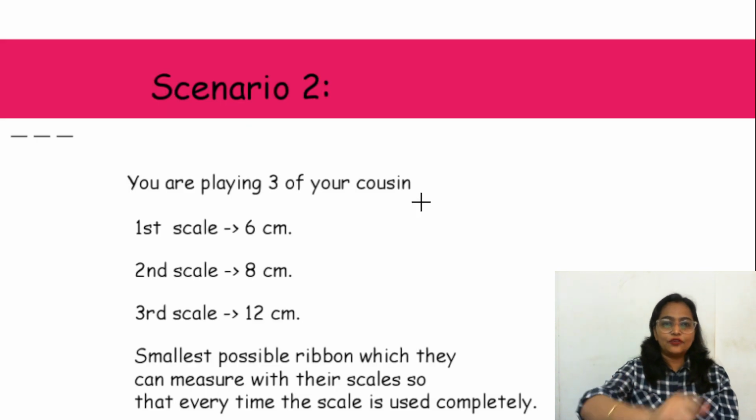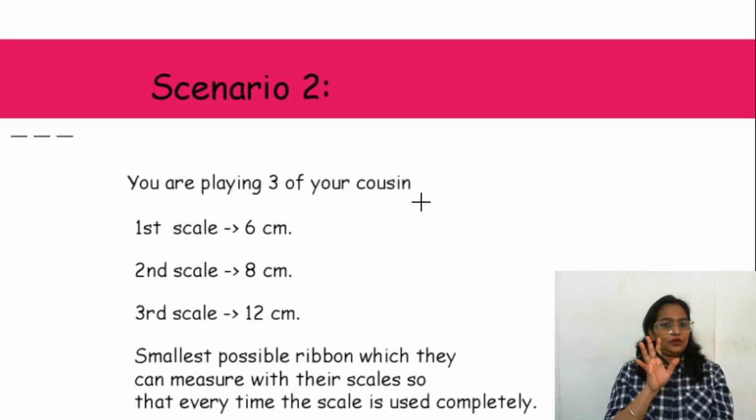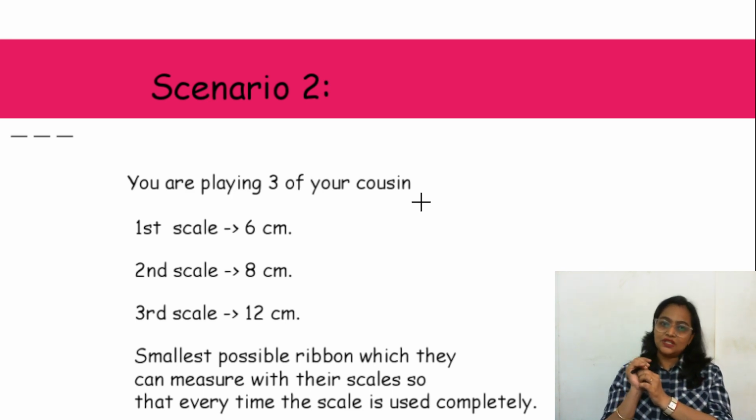Now the next scenario of LCM. Now suppose you are playing with three of your cousins. The cousins are very young, 3-4 years of age. Now all the three have some scale. The first one has a scale of 6 centimeter. The second one has a scale of 8 centimeter, and the third one has a scale of 12 centimeter.